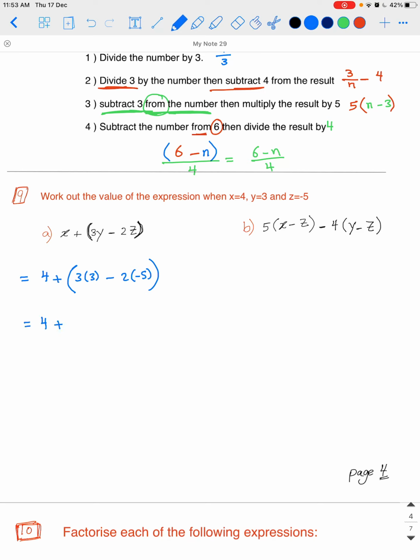So here is 4 plus. Inside the bracket I have brackets. So here's 3 multiplied by 3, I will do it first. It's 9. And here 2 multiplied by negative 5, it's a negative 10. And here negative also, so it will be positive 10. Then also the brackets again. So it's 4 plus 9 plus 10, 19. 19 plus 4 equal 23.